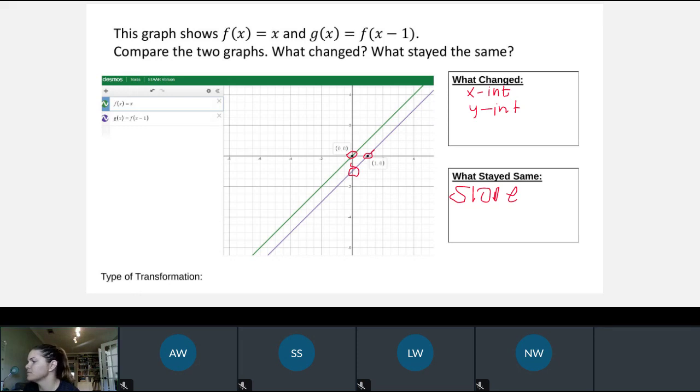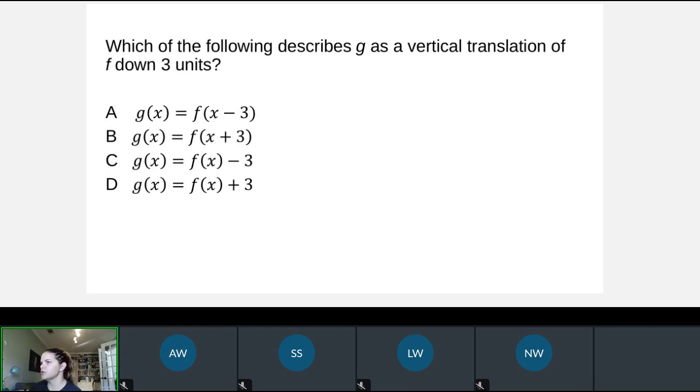Questions on this one? All right, so let's see how it would look as a multiple choice question. We're going to do these next two as a poll. Which of the following describes G as a vertical translation? So we're talking up or down, which means outside parentheses, of down 3 units. So go ahead and take a vote, A, B, C, or D. Which of those represents a vertical translation, meaning we moved it down 3 units?